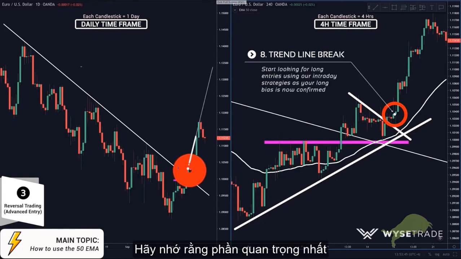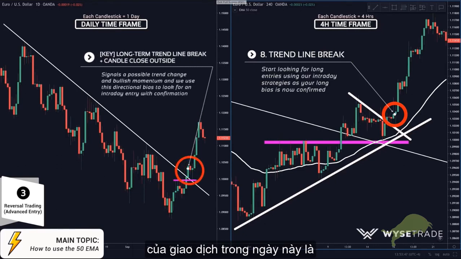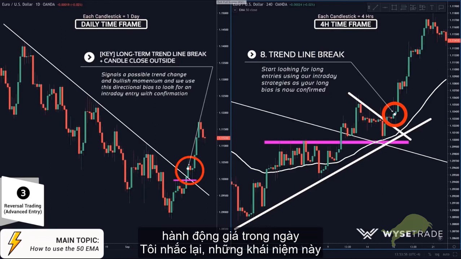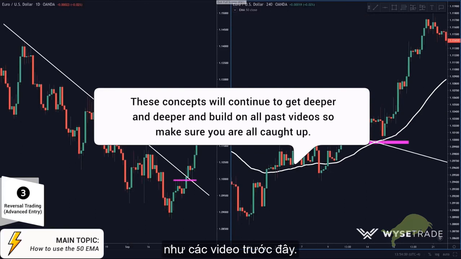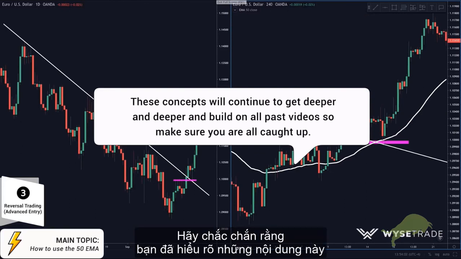Remember that the most important part of this quick intraday entry was because of the long-term trendline break on the daily with a candle close outside, and then confirmed through the intraday price action entry. Again, these concepts will continue to get deeper and deeper as we build on all past videos, so make sure you are all caught up.